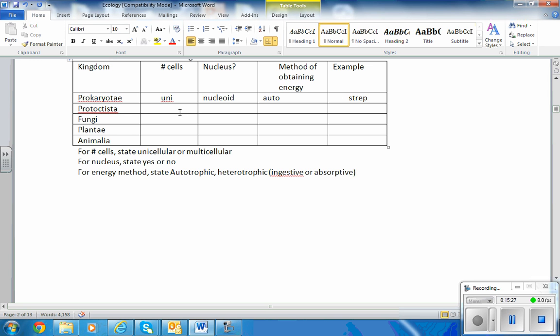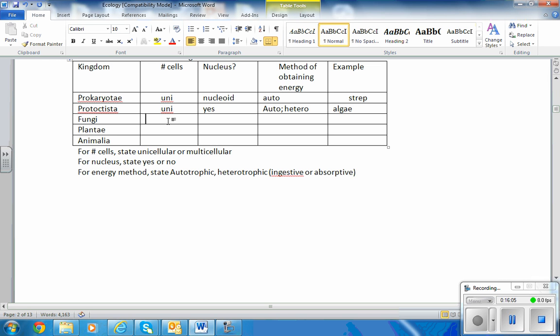Okay. All right. Protists. Unicellular. Do they have a nucleus? Yes. They're eukaryotes. Method of obtaining energy? Yeah, so there are photosynthetic protists like algae, but there are also ones, remember, that do endocytosis and take in food vacuoles, and so those would be considered to be heterotrophs. So both. Okay, and then a good example would be algae.